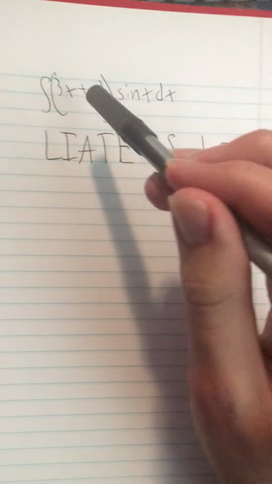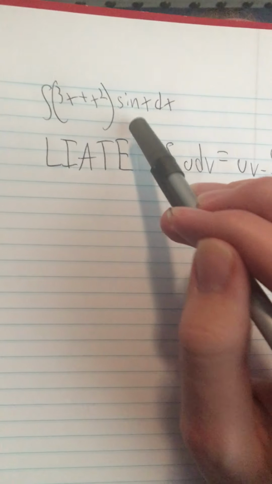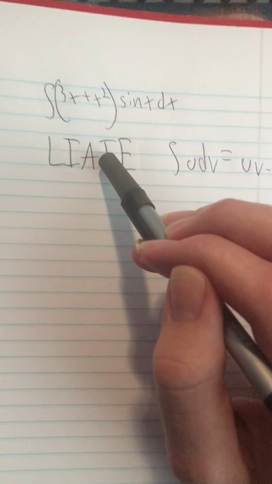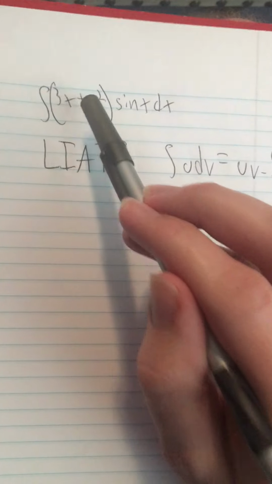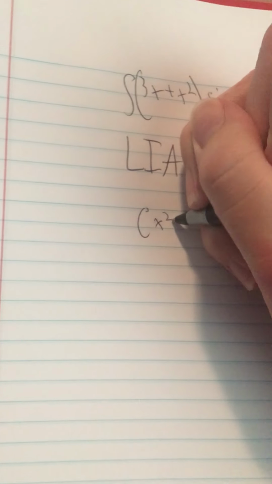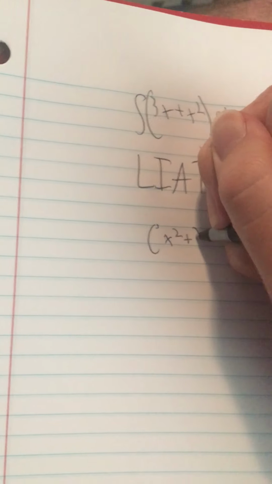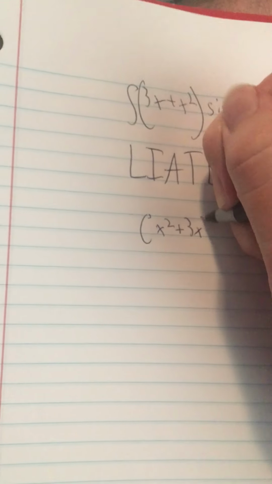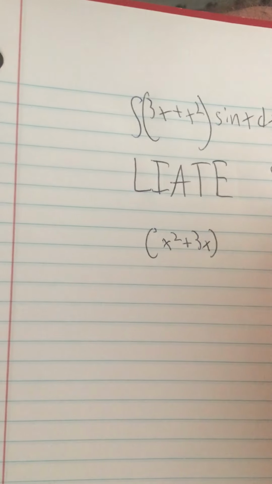And using LIATE, we can see that this term is algebraic versus this term is trigonometric. So we're going to take the derivative of the algebraic term and integrate the trigonometric term. So let's get integrating. So first our u v, which is going to be, it's kind of hard to not block the thing I'm trying to write. Let's see if this works. Plus 3x. Now we're going to take dv.